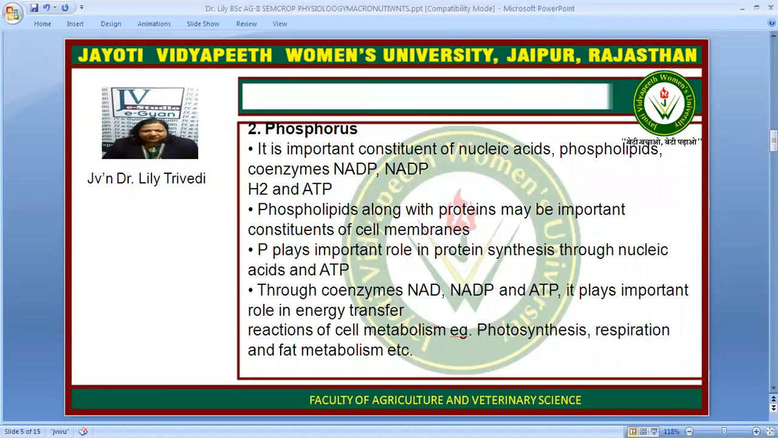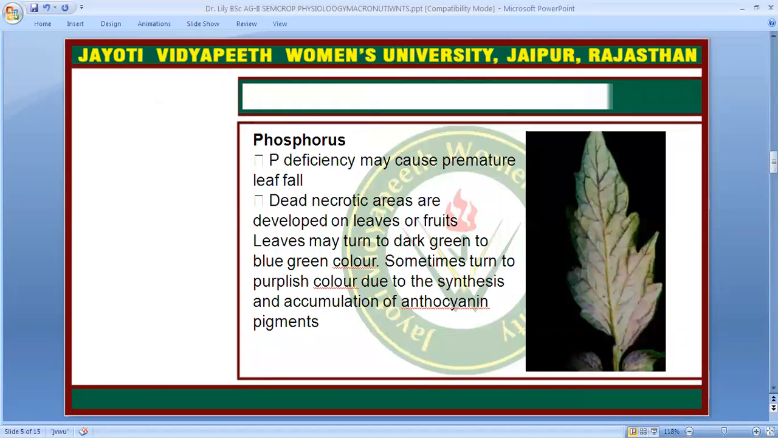As we all know, it is an important constituent of nucleic acid, phospholipids, coenzymes, NADP, NADH, BPH2, ATP. So it is an important constituent of proteins and cell membranes. It plays an important role in protein synthesis. The coenzymes NAD, NADP, and ATP play an important role in energy transfer reactions of cell metabolism. That means for photosynthesis, respiration, and fat metabolism.